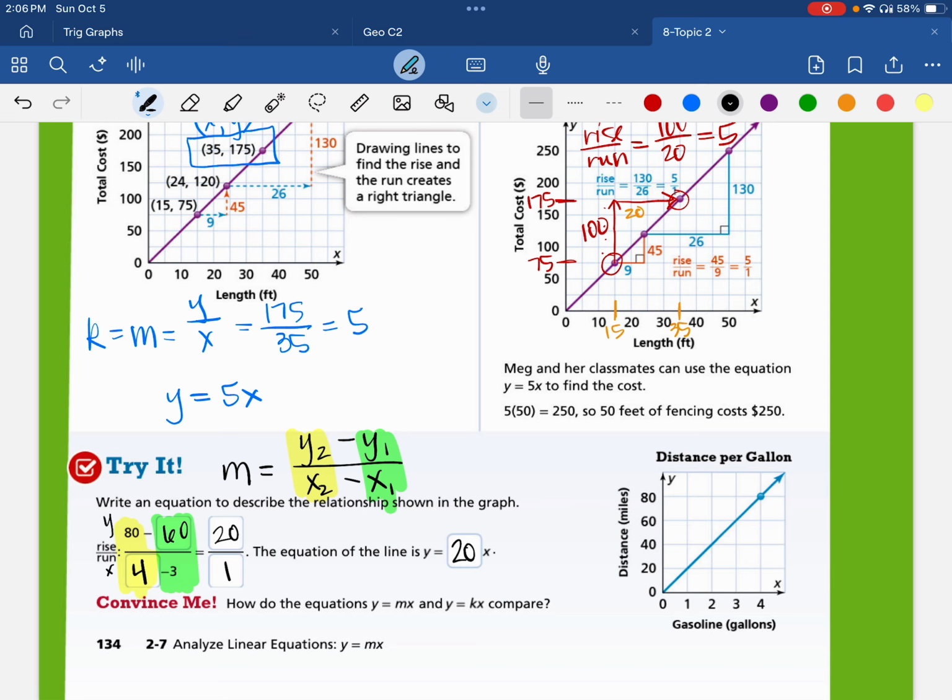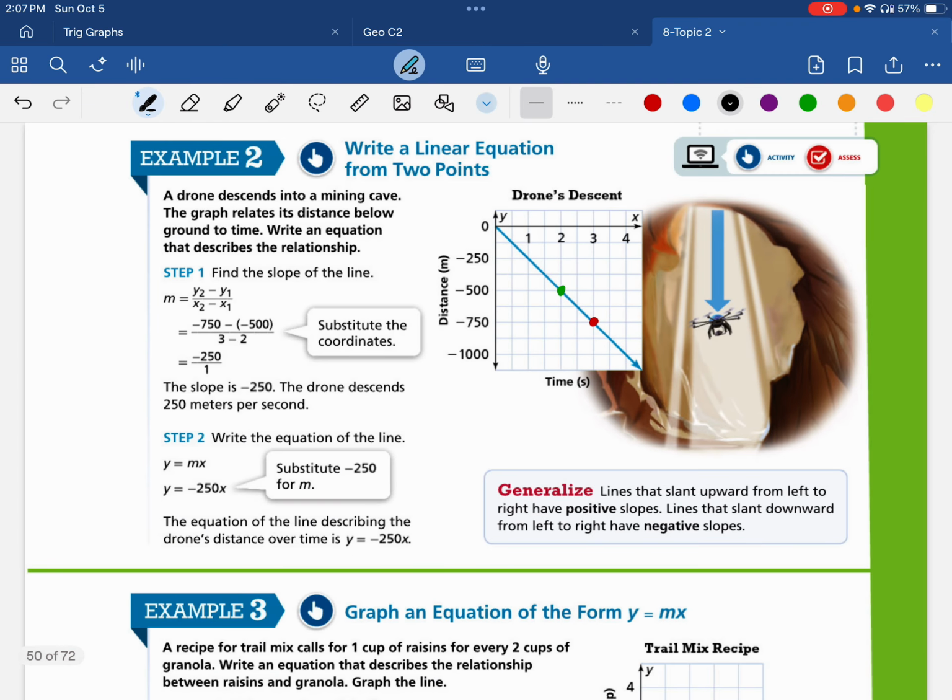Under your convince me, how do the equations y equals mx and y equals kx compare? They are the same exact thing. They're the same equation. They mean the same exact thing. And moving on to the next page.